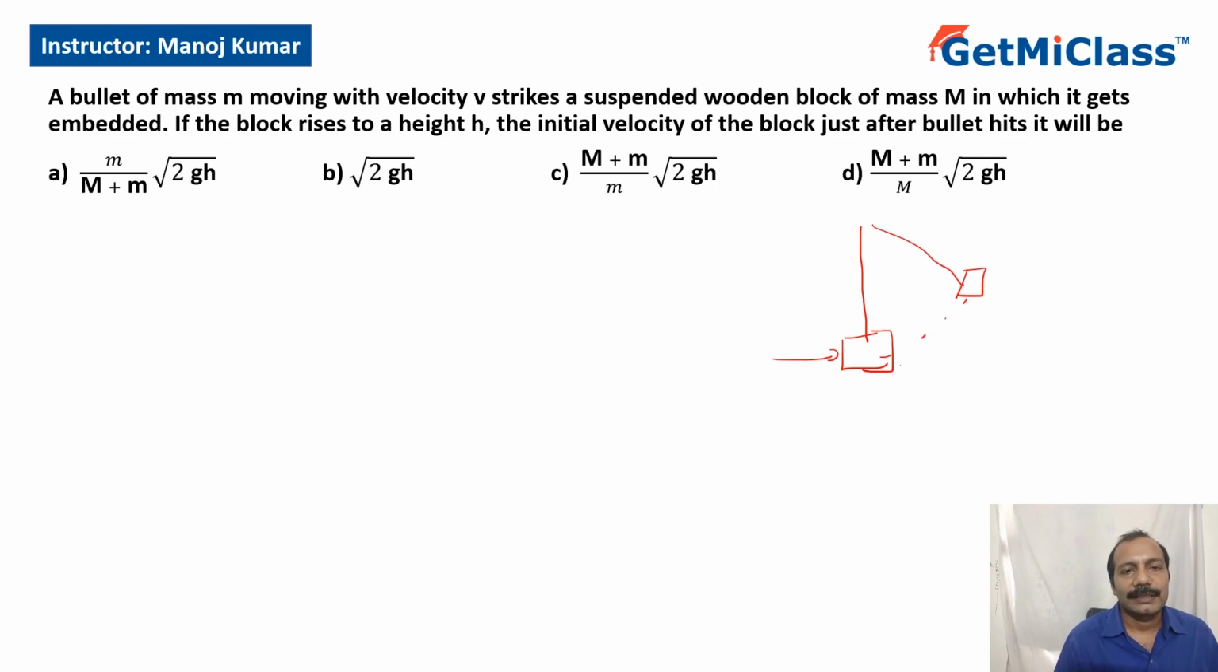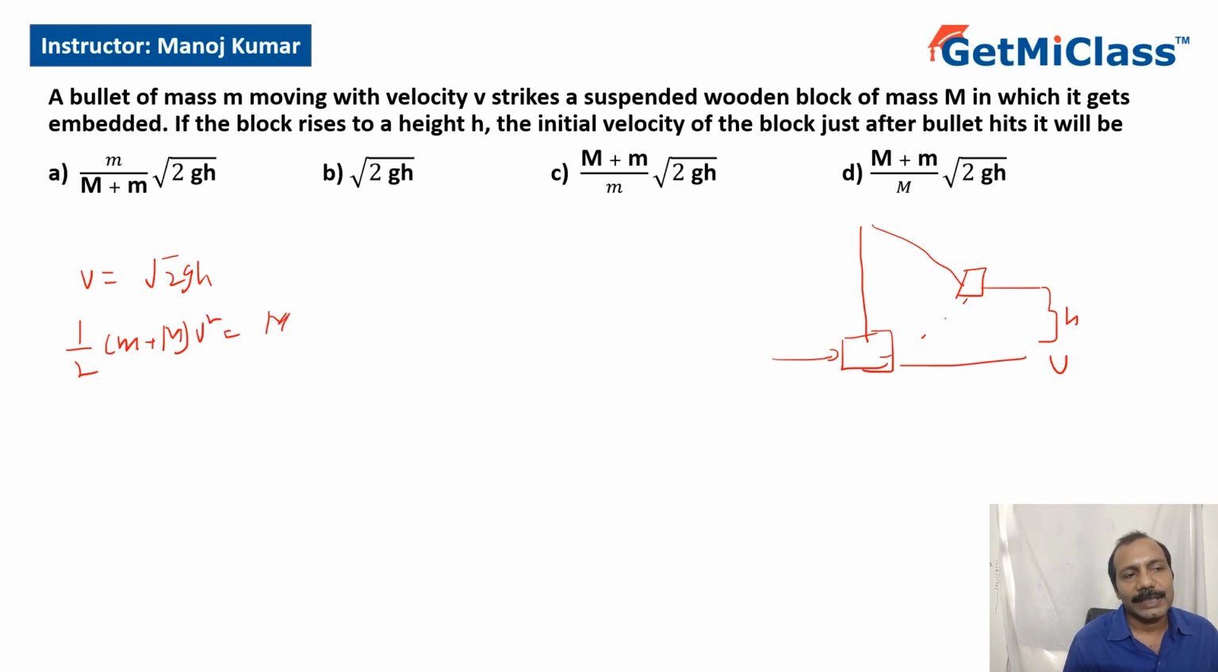Right. Now, if the wooden block rises to a height h, the velocity of the wooden block, we know if this is h, v should be equal to how much? Root 2gh. That is from conservation of energy. So that means the total kinetic energy at the lowest point, that is (M plus m) into v square, is converted into potential energy at the highest point. So when I solve this, I'll end up with v equal to how much? Root 2gh. This is one thing that we know.